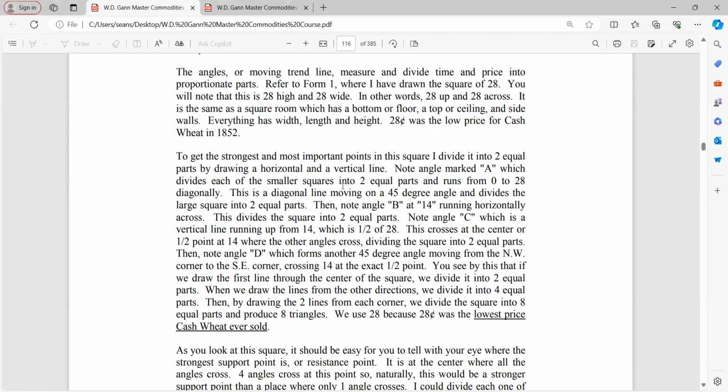So he says, to get the strongest and most important points in the square, I divide it into 2 equal parts by drawing a horizontal and vertical line. Okay, what does this have to do with anything? Well, remember, we're trying to get the point for a change in trend. That's going to come from the strongest resistance. Gann explained to us why we need to create a square. And therefore, finding the strongest and most important points in the square would be, he says, to divide it. Now, where does that come from? That comes from building. And now here you see a little bit of Freemasonry in what he's saying.